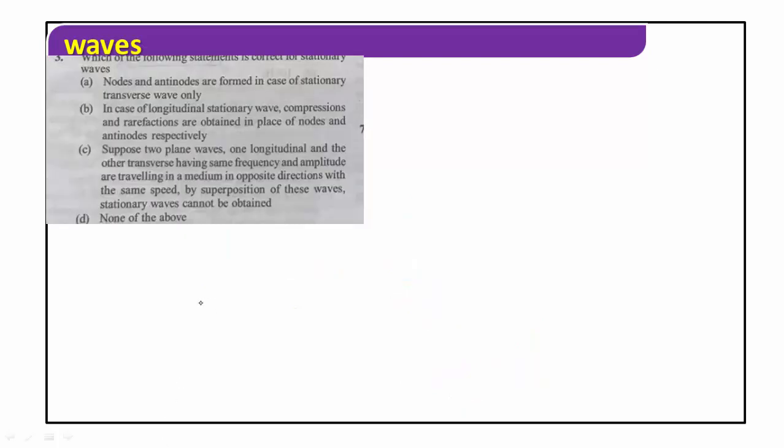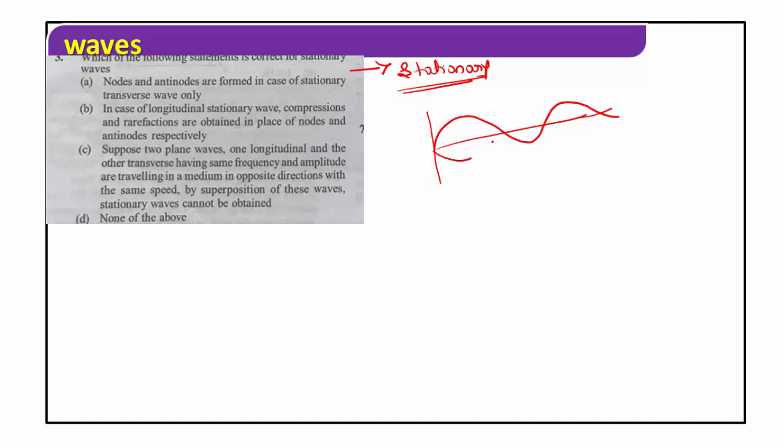The next question is, which of the following statements is correct for stationary waves? Which of the following statements is correct for stationary waves? Here, stationary waves are also called standing waves.